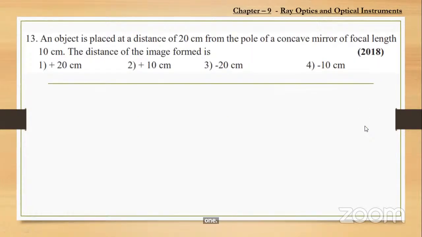Next one. Next question is, an object is placed at a distance of 20 centimeter from the pole of concave mirror of focal length 10 centimeter.